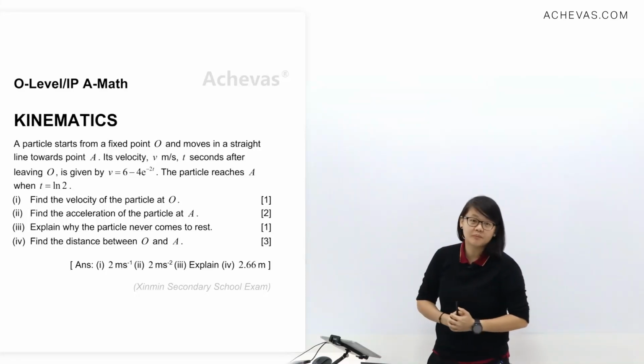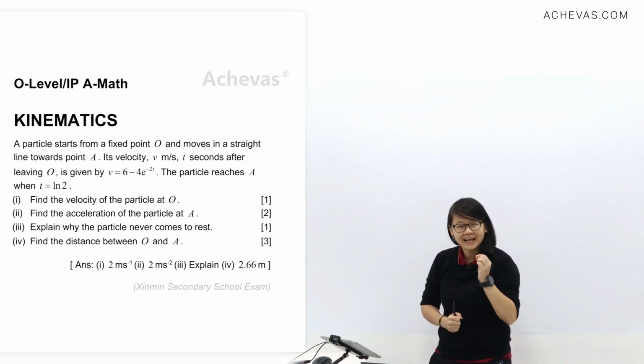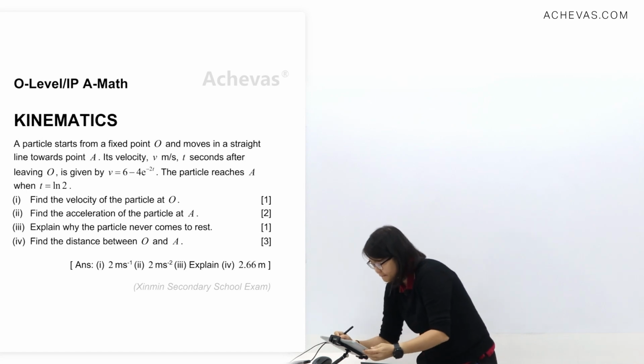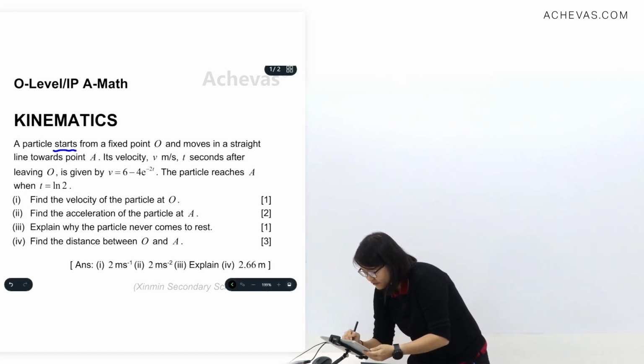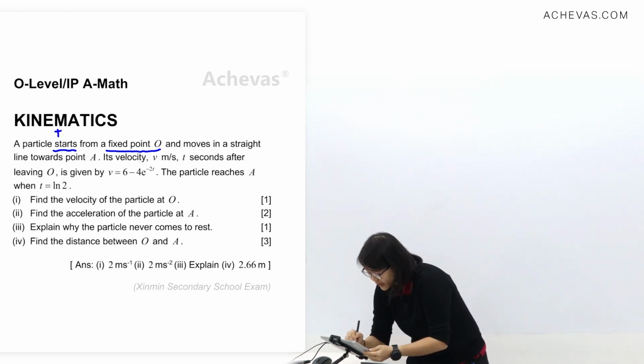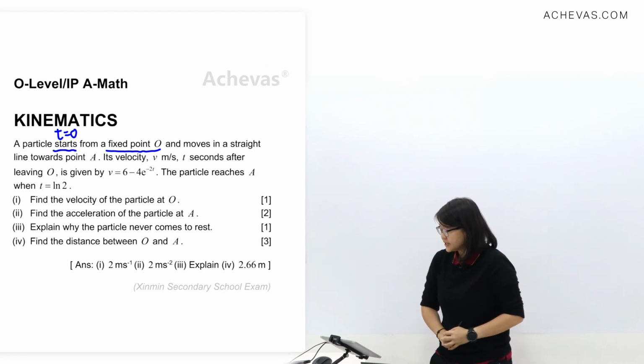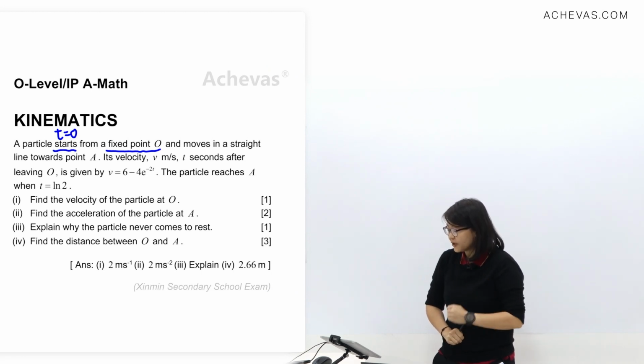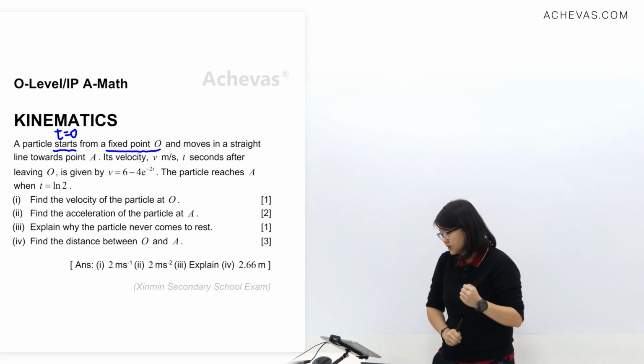A particle starts from a fixed point O, let me jot down some information over here. So we know when you start from a fixed point, the time starts ticking. Therefore, we have time equals 0 at this point O, and the particle moves in a straight line towards point A. Its velocity v meters per second, t seconds after leaving O, is given by v equals 6 minus 4e power negative 2t.